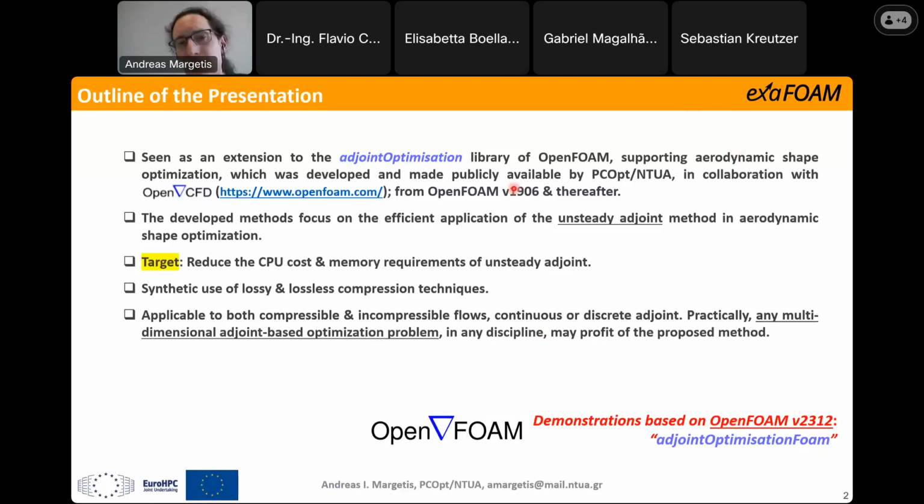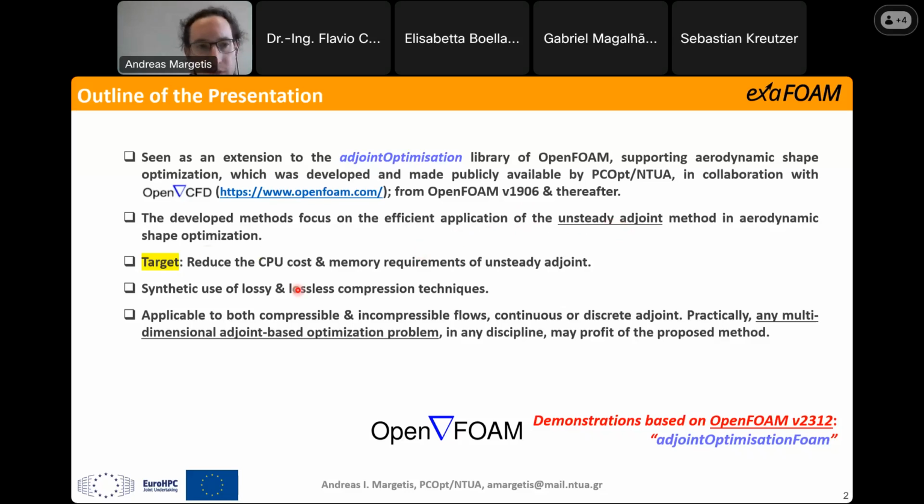You might be familiar with the Adjoint optimization library, which was developed and made publicly available by our group in collaboration with OpenCFD, starting from version 1906 and updated hereafter. The methods that you are going to see in this presentation are implemented as an extension to the Adjoint optimization library and focus on the efficient implementation of the Unsteady Adjoint method in aerodynamic shape optimization.